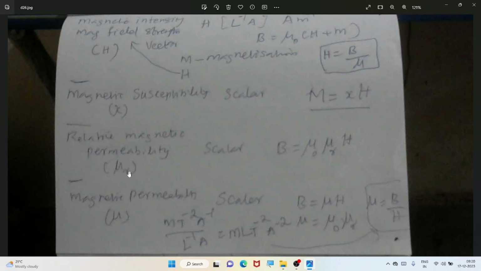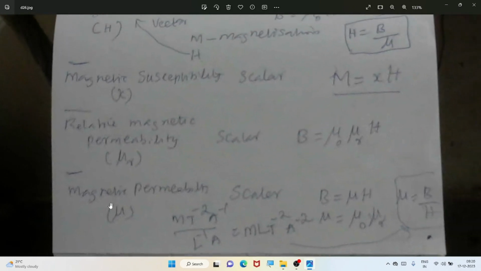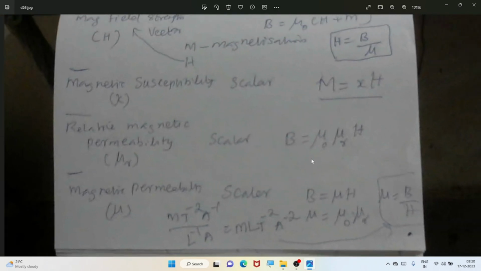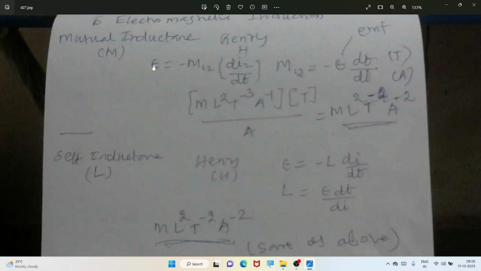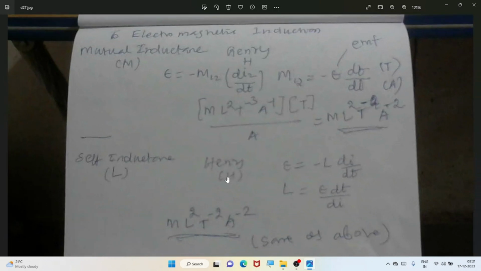Relative magnetic permeability, sorry, B equal to mu naught mu r into H. Magnetic permeability mu, mu equal to B by H. Mutual inductance, okay, this is the mutual inductance. From this formula you derive for the mutual inductance. This is for the EMF, and this is time and current, ampere. Time, ampere, this is for the E, we already know this. Self inductance, this is same as mutual inductance, dimension.